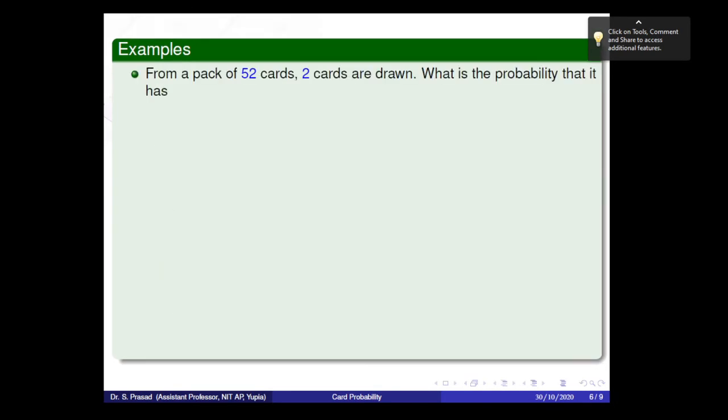Now we go for the next example. From a pack of 52 cards, two cards are drawn. What is the probability that it has no digit card, one king and one queen? Now here we write the first question. For the first question, the complex event is no digit cards.